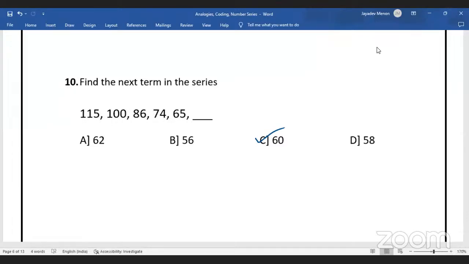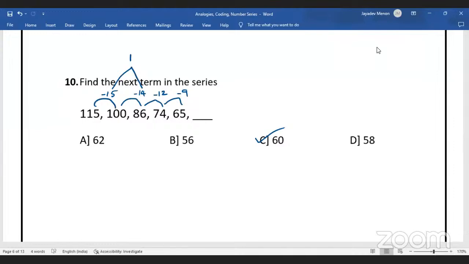If we are looking here, we can see that 115 minus 15 gives 100. Now 100 minus 14 is 86. 86 minus 12 is 74. 74 minus 9 is 65. So first we are subtracting 15, then 14, then 12, then 9. So what is the relationship between the subtracting numbers?